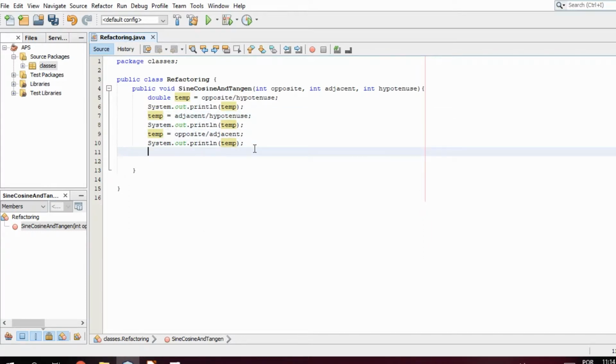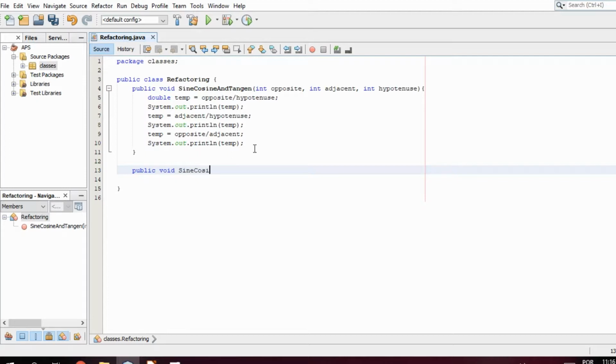And okay, how can we fix that? To fix that, we have to simply use different variables for different values. Each variable should be responsible for only one particular thing. Let's code, shall we? Okay, let's start with repeating the method signature: public void sine, cosine, and tangent. Repeating the parameters: int opposite, int adjacent, and int hypotenuse.